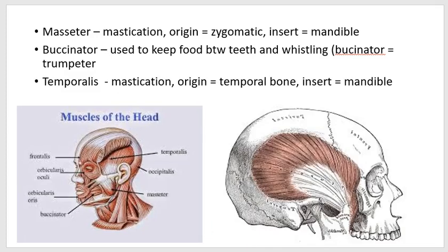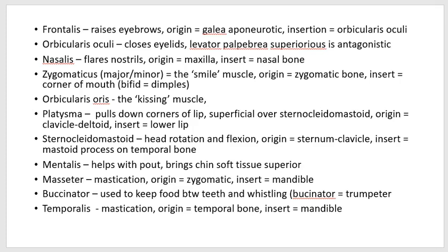Then we have our temporalis, another important chewing muscle, a muscle used for mastication. This one has the origins up here on the temporal bone, and it inserts down here on the mandible. And so it allows you to, again, close your mouth, so when it contracts, it pulls up. And you can feel this muscle if you reach up where your temporal bone is, and then you bite down, you can feel that muscle contract. And that's all the important ones I want you to know for the head.